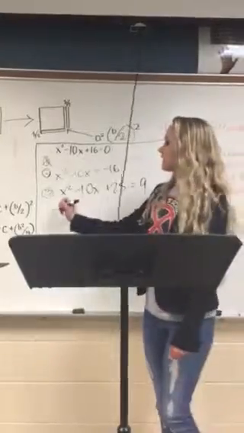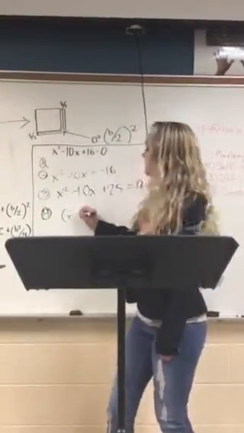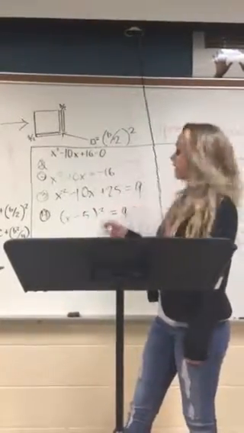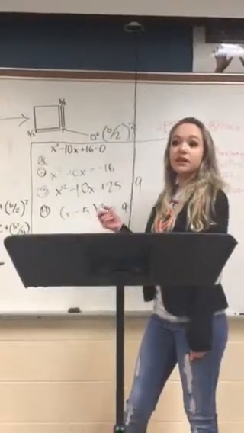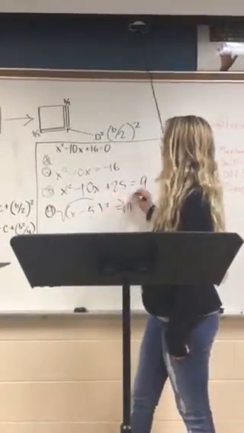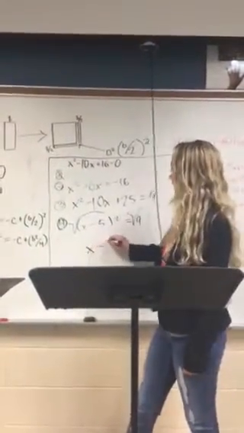Now, when we factor this, we achieve x minus 5 squared equals 9. Now that we have a square on the left side, we can get our solution by extracting the square root of both sides. The square root of x minus 5 squared is x minus 5.